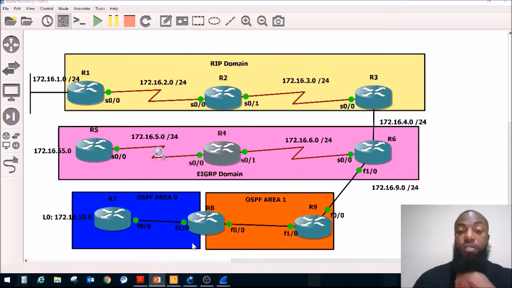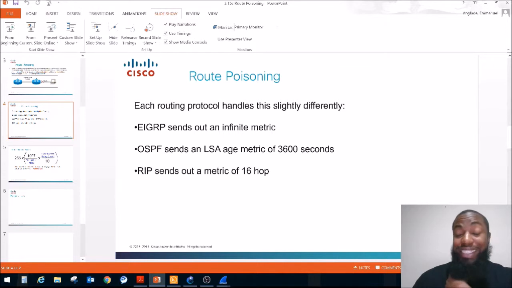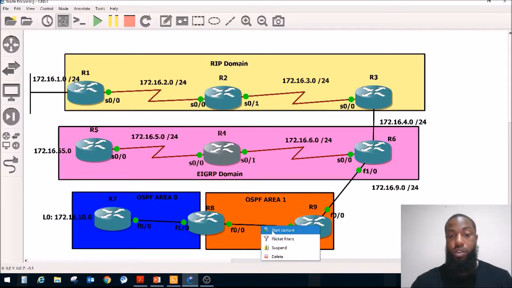OSPF poisons routes by sending an LSA, which is a link state advertisement, with a link state advertisement age metric of 3,600 seconds. Let's go ahead and watch that happen. Let's start a capture right here.